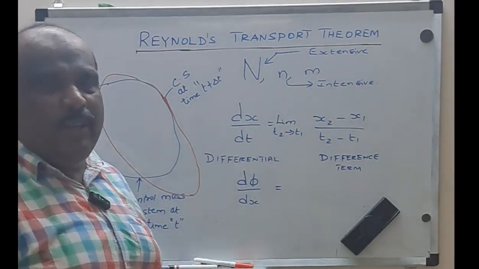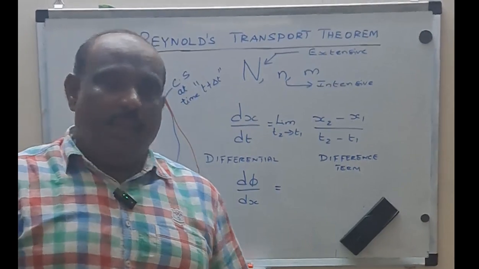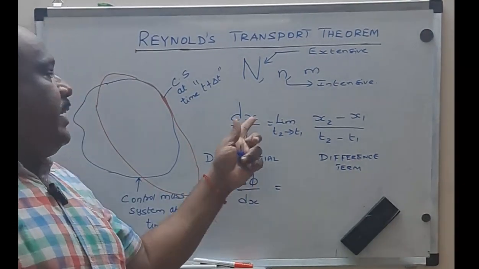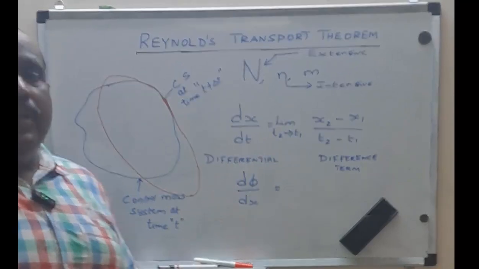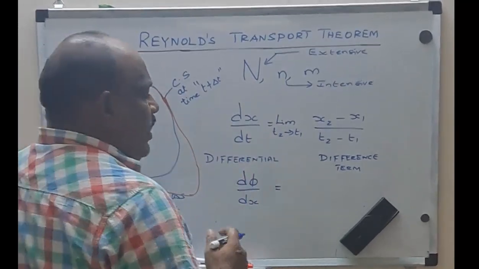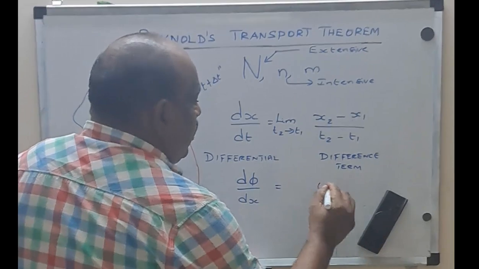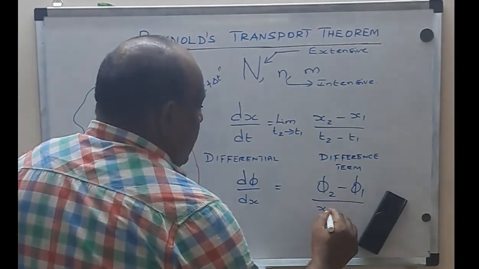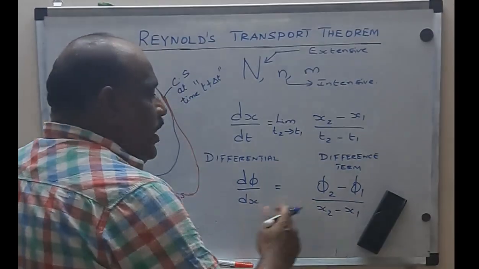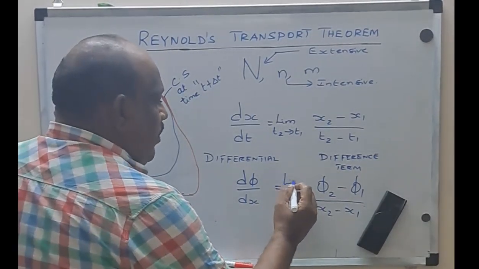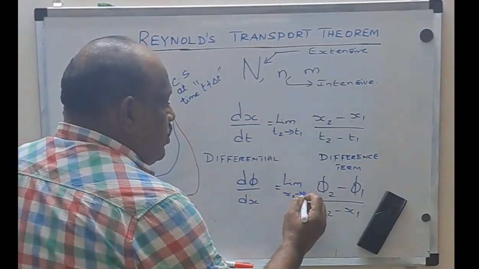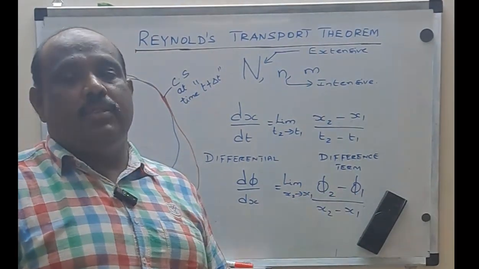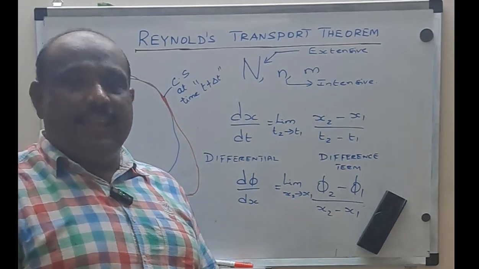Another example I want to tell you so that you will feel more comfortable. So what is d phi by dx? Phi is any property. Here x is the property, and here phi is the property. How can I write it in difference form? It will be (phi 2 minus phi 1) divided by (x2 minus x1). Both are not equal. When will they be equal? When the limit x2 tends to x1, then (phi 2 minus phi 1) by (x2 minus x1) will be equal to d phi by dx.